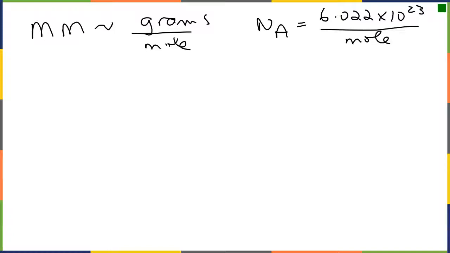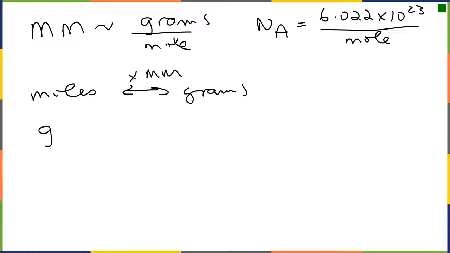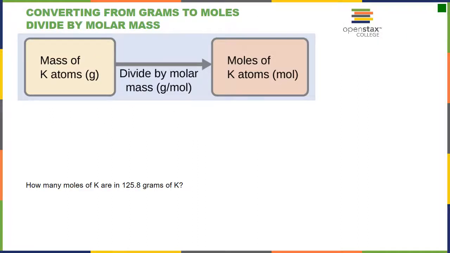So if we want to go from moles into grams, we are simply going to multiply by the molar mass. If we want to go from grams into moles, we are going to divide by the molar mass. So let's look at an example. We want to find out how many moles of potassium are in 125 grams.